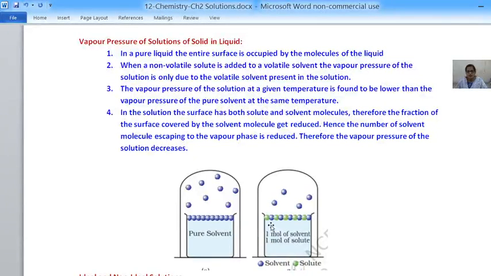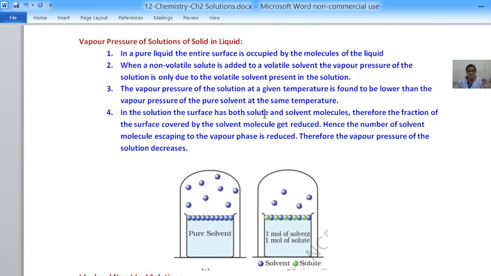So, when a non-volatile solute is added to a volatile solvent, the vapor pressure of that solution is only due to the volatile solvent present in the solution. Once the non-volatile solute is added to the volatile solvent, the vapor pressure of the resulting solution at a given temperature is found to be lower than the vapor pressure of the pure solvent at the same temperature.